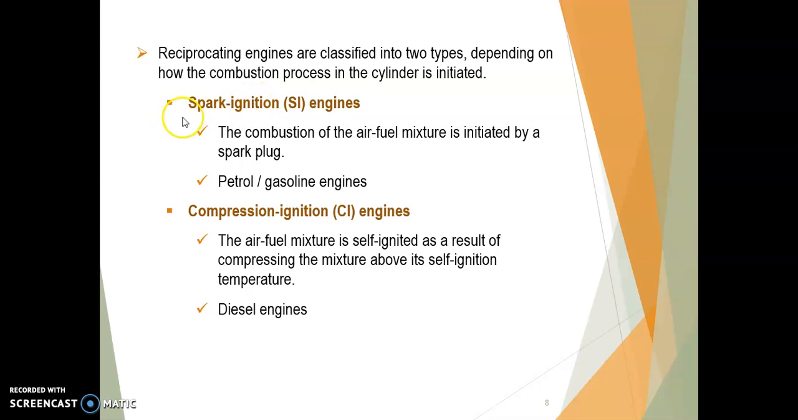Then we have two types of combustion. The first one is spark ignition, and the other one is compression ignition. In the spark ignition, as the name suggests, we have a spark inside the system. This spark comes from the plug when we have compressed everything inside the cylinder, then we need to get the spark from the plug to get the full combustion.